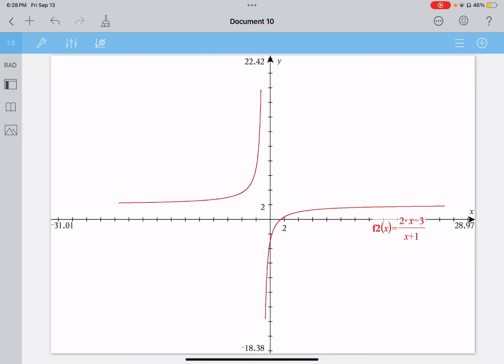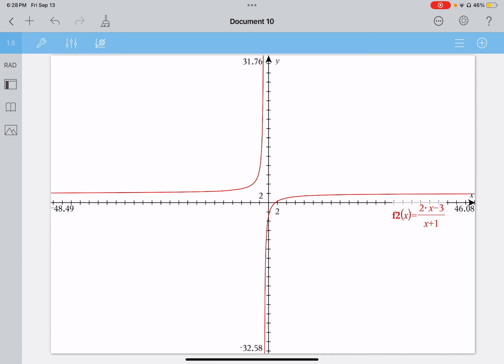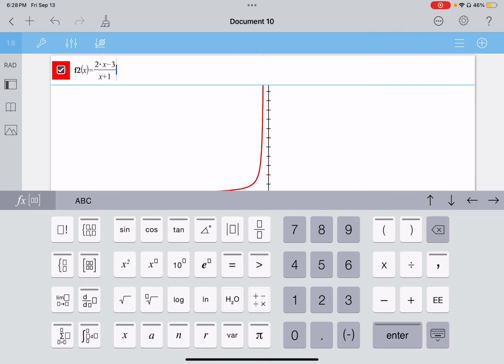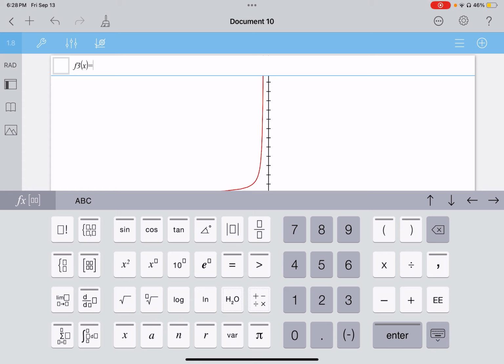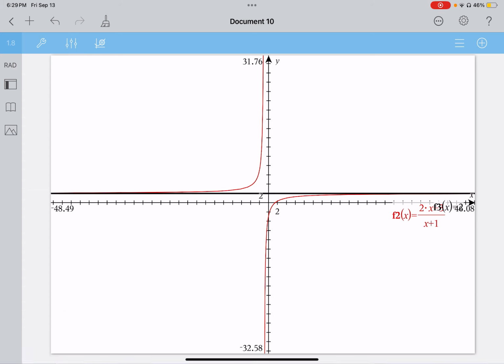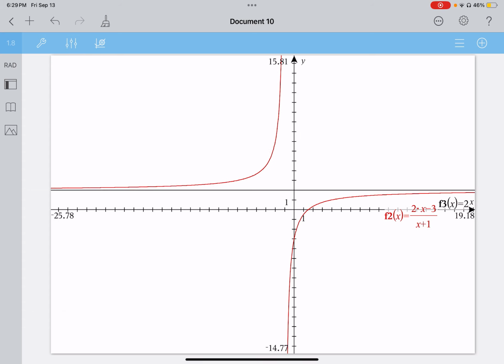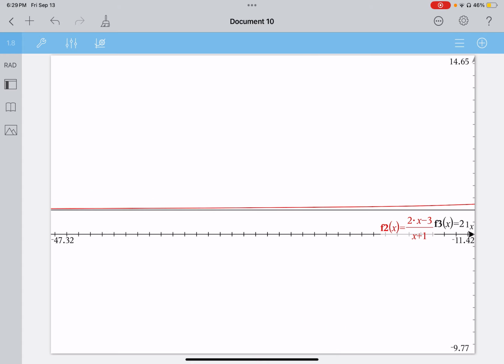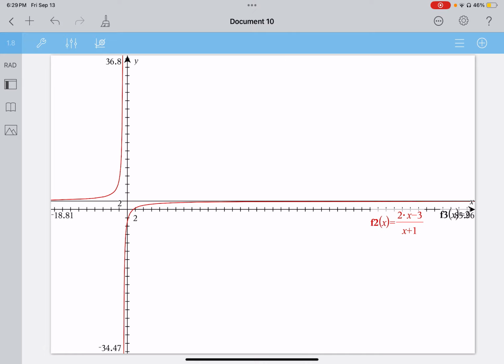Now I can keep zooming out. It's kind of hard to see on this graph, but there's actually a horizontal asymptote at y equals 2. I'm going to go ahead and graph it so you can see it. If I just put 2, you see how that line at 2, this doesn't touch it? That means it's a horizontal asymptote, and the same thing here.